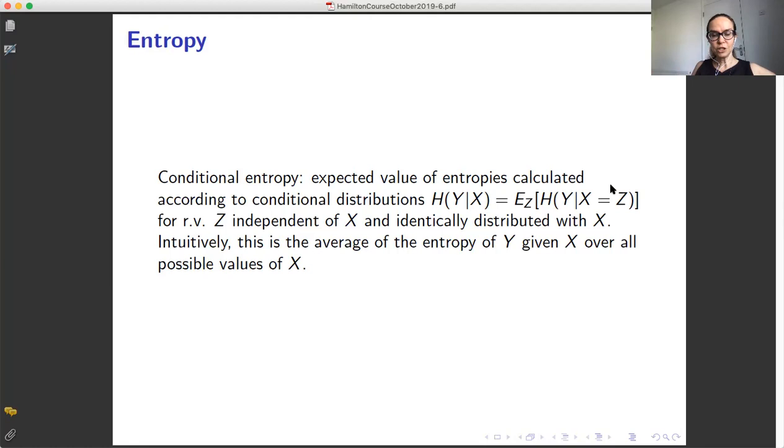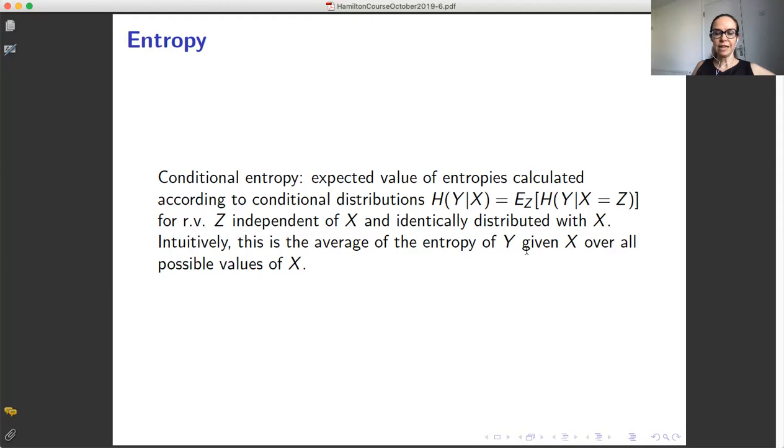Each value of X gives me a particular conditional PMF of Y. That conditional PMF of Y gives me a particular entropy. And I'm looking, therefore, at the expected value of all of these different entropies, where each entropy corresponds to a different realization of X. Okay? So that's what this conditional entropy is. Intuitively, this is the average of the entropy of Y given X over all possible values of X, weighted by the probability of X.